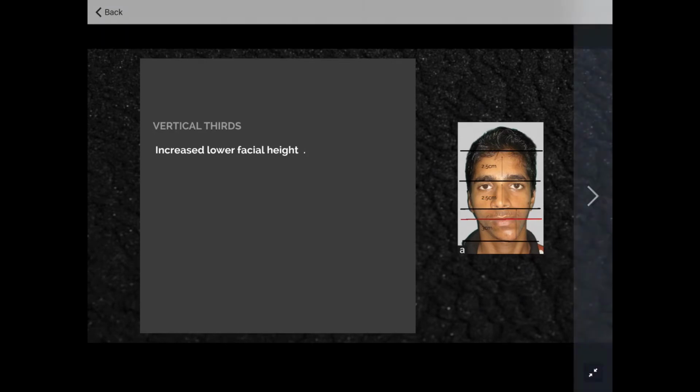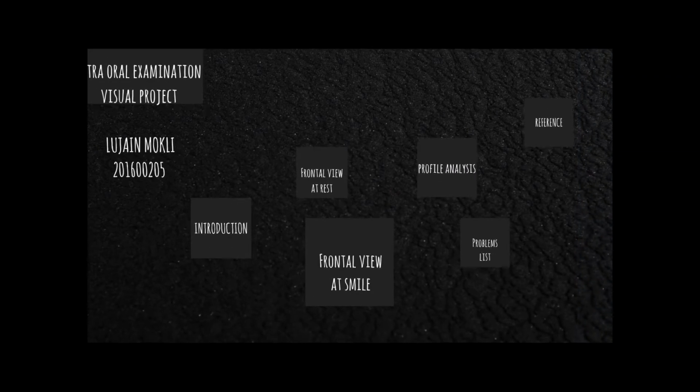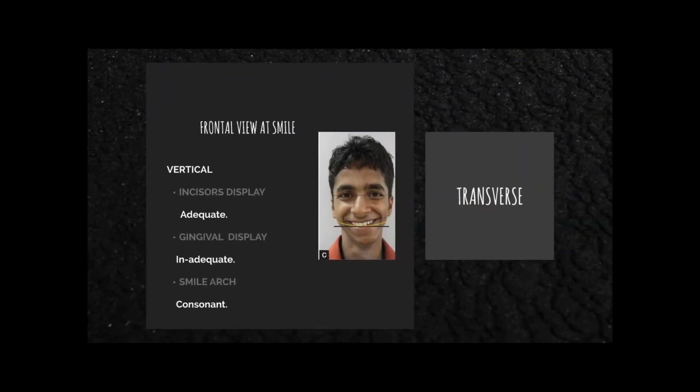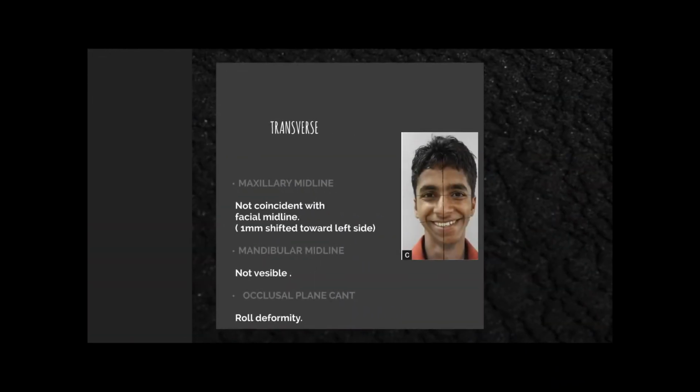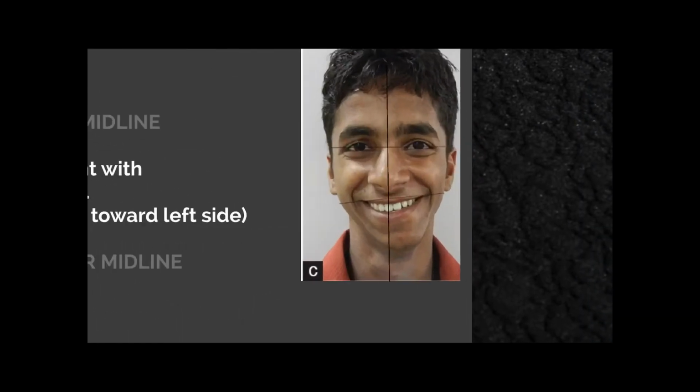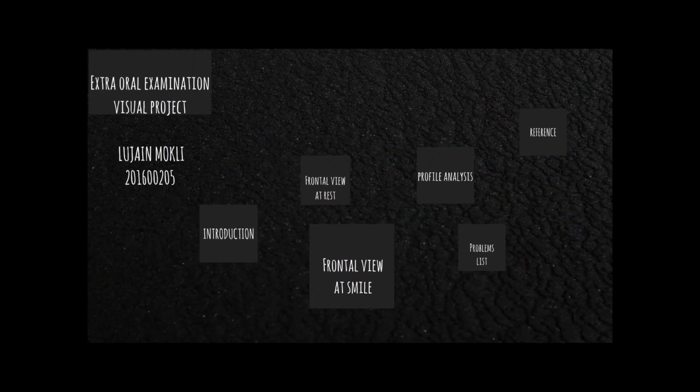And vertical thirds showed increased lower facial height. In the frontal view analysis at smile, the vertical incisor display is adequate, gingival display is inadequate, smile arc is consonant. Transverse: the maxillary midline is not coincident with the facial midline, it's approximately 1 millimeter toward the left side. The mandibular midline was not visible, and the occlusal plane can show roll deformity.